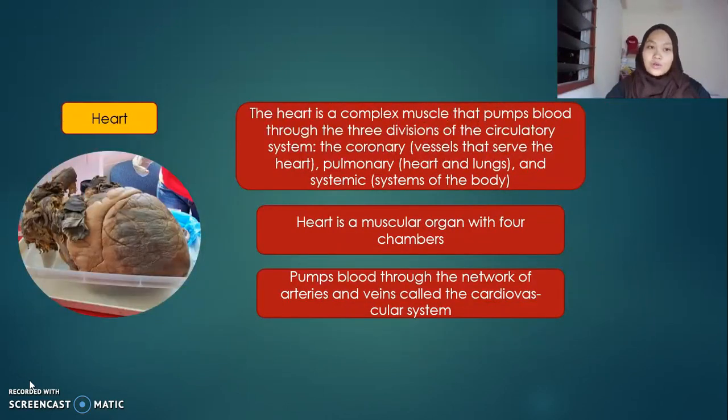So we go to the heart first. The heart is a complex muscle that pumps blood through the three divisions of the circulatory system: the coronary vessels that serve the heart, the pulmonary system of the heart and lungs, and the systemic system of the body. The heart is a muscular organ with four chambers: right atrium, left atrium, right ventricle, and left ventricle. The function of the heart is to pump blood through the network of arteries and veins called the cardiovascular system.